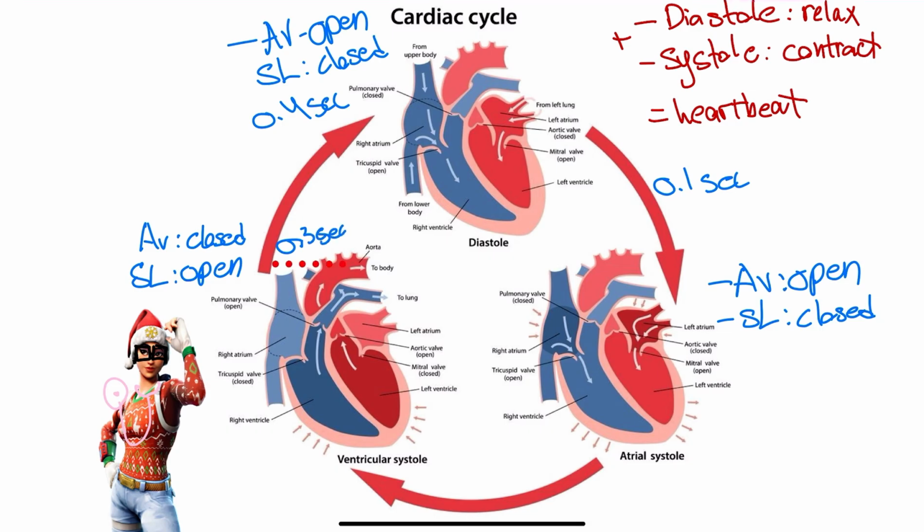So that is the cardiac cycle. It starts with the atriums and the ventricles being relaxed and getting filled up with blood. And then the atrium is going to contract to empty out all of its blood into the ventricles, and then the ventricles are finally going to contract to pump that blood into either the lungs or the body.